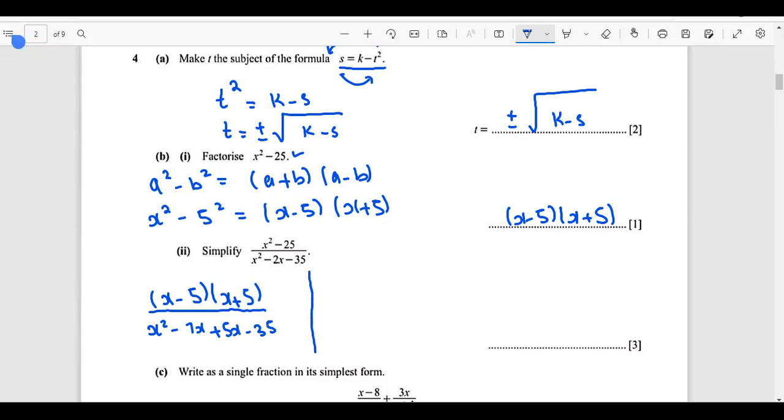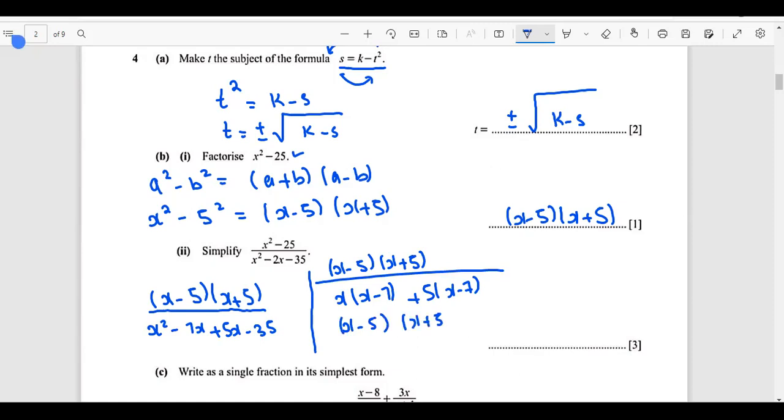Okay, now let's simplify this. The numerator would come as it is. Nothing would happen to it. And this would become, I'll take x common, so x into x minus 7 plus 5 into x minus 7. And this would become x minus 5 into x plus 5 divided by x plus 5 into x minus 7. X plus 5 and x plus 5 would be cancelled, and the final answer is going to be x minus 5 divided by x minus 7.